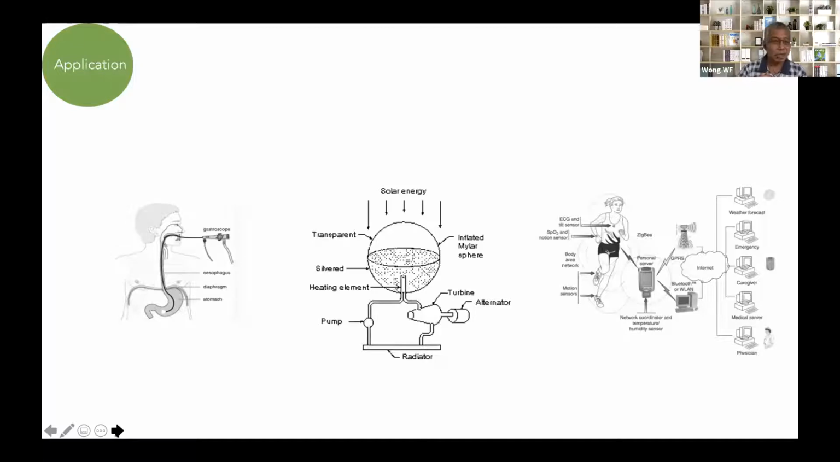Another one is application. Now, application is a little bit more interesting because when you think about application, you need to draw some object. For example, if something is used by a human being, you need to draw a human, or if it's used by an animal, you need to draw the animal.